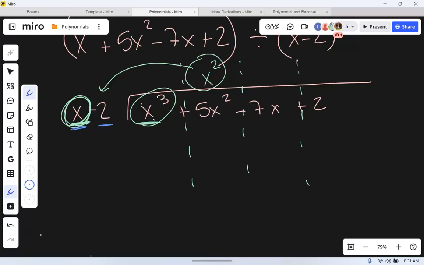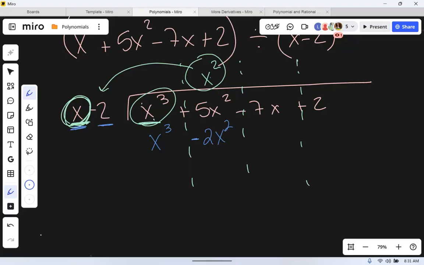Y'all ready? X squared times x is what? X cubed. Put it in the column that it goes in, okay? X squared times negative 2, negative 2x squared. Yep, that's exactly right. All right, what's my next step over here? Subtract, right? 7 minus 5 is 2.